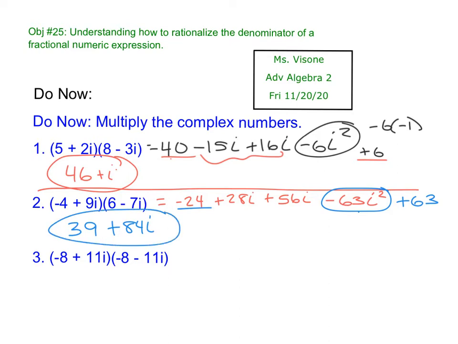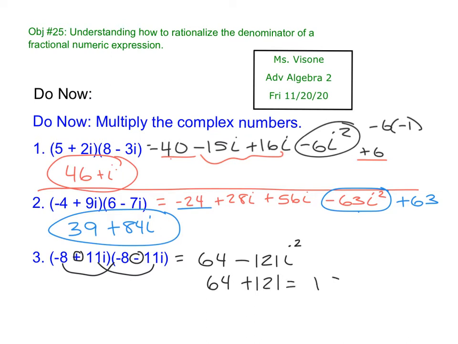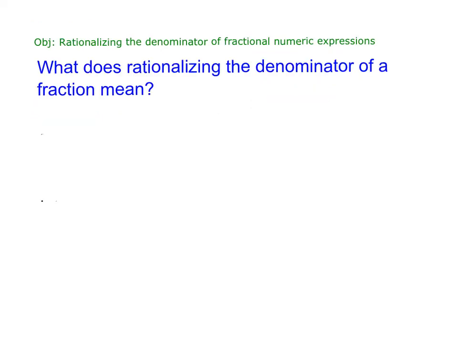And then the last one. Now this one I usually skip steps with because it is like that whole idea of the dots. So the middle terms are going to end up canceling. So negative 8 times negative 8 is 64. Negative 11 times negative 11 is 121i squared. So that becomes 64 plus 121 is 185. If you want to multiply the whole thing out, you can, but you're going to get 88i minus 88i. They're going to cancel.